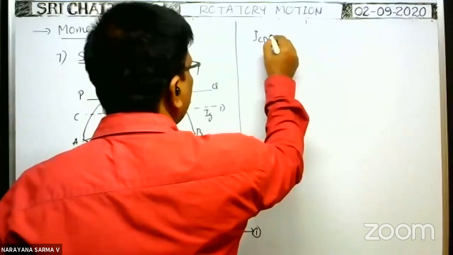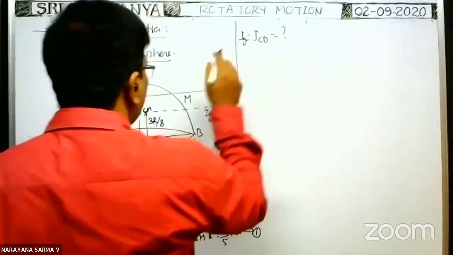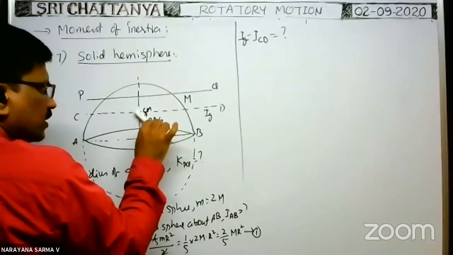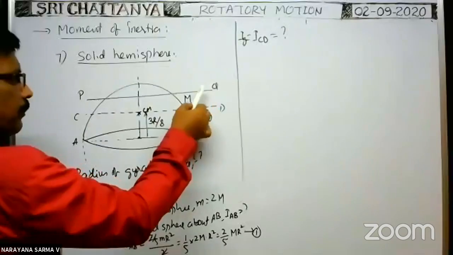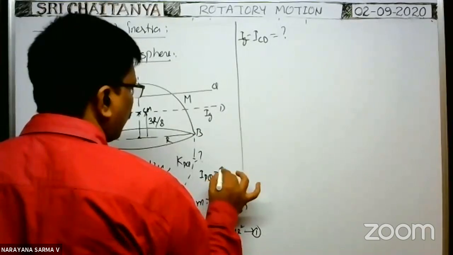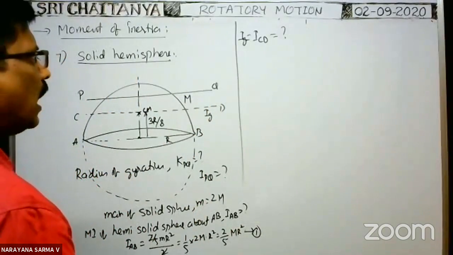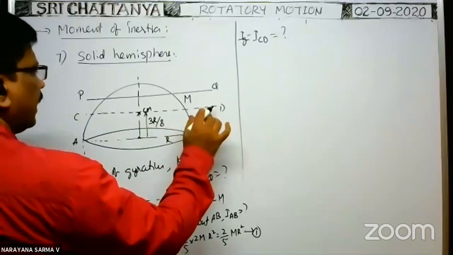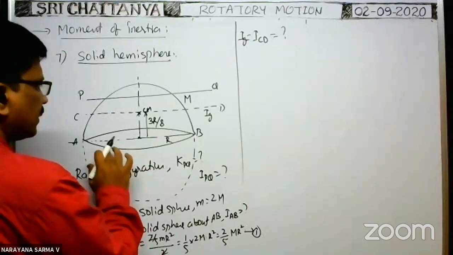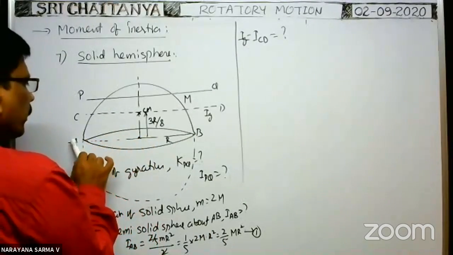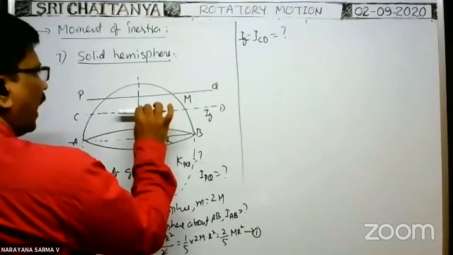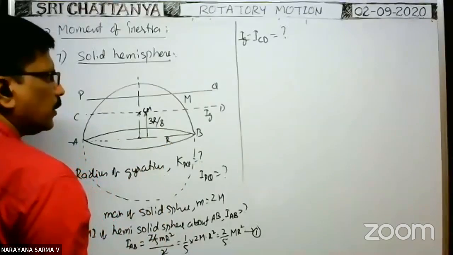ICD is equal to IG also. This is the moment of inertia of the hemi-solid sphere about an axis parallel to the given axis passing through the center of mass. We need that to find IPQ. Our aim is to find the moment of inertia about the chord, IPQ. So how can we find ICD about this axis? About this axis we already know the moment of inertia, that is IAB. According to the parallel axis theorem, IAB is equal to IG plus M into this distance square.